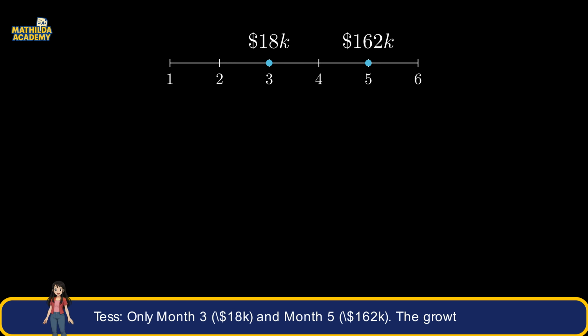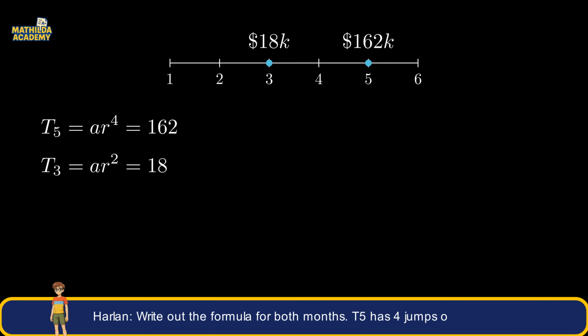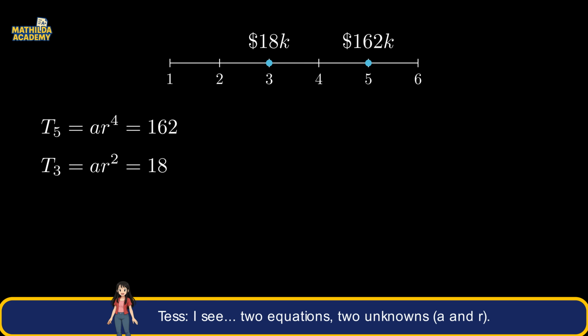Only month 3, 18K, and month 5, 162K. The growth rate is missing. 2 points define a line, or in this case, a curve. We can recover everything. Write out the formula for both months. T5 has 4 jumps of R. T3 has 2 jumps. I see 2 equations, 2 unknowns, A and R.